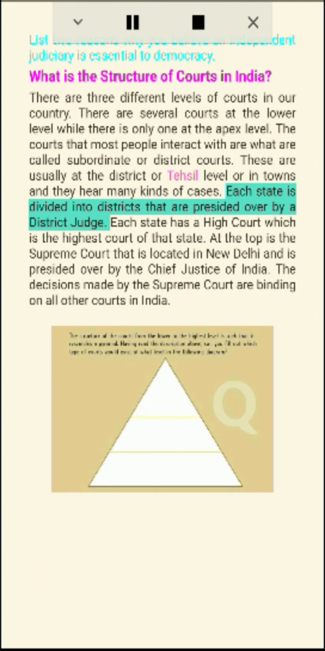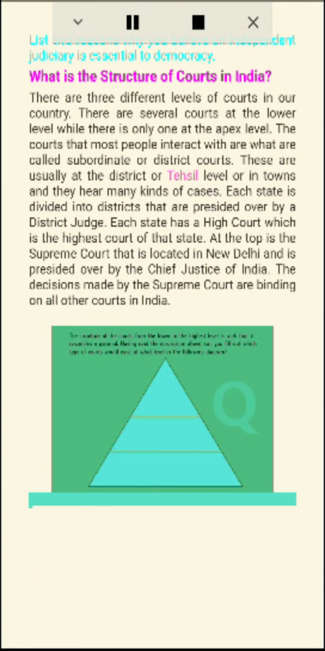Each state is divided into districts that are presided over by a district judge. Each state has a high court which is the highest court of that state. At the top is the Supreme Court that is located in New Delhi and is presided over by the Chief Justice of India. The decisions made by the Supreme Court are binding on all other courts in India.